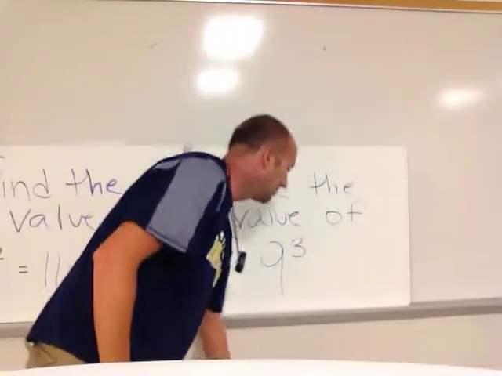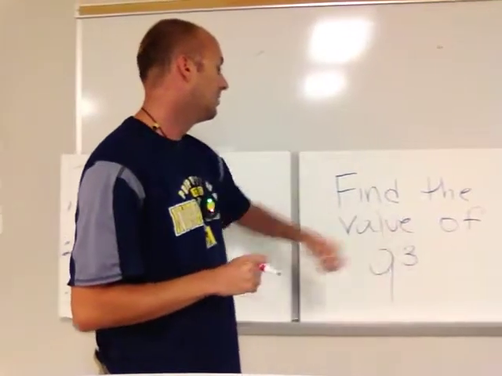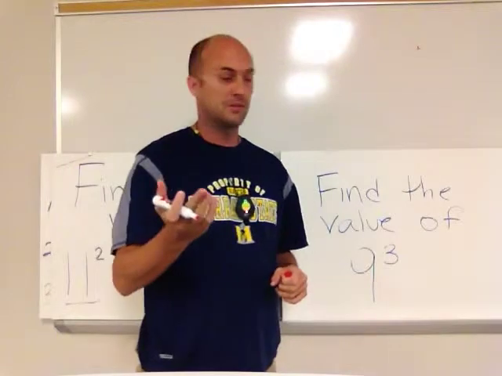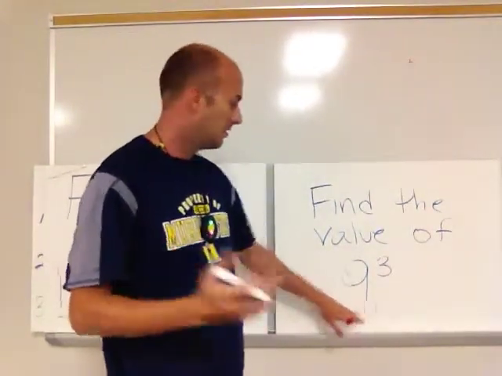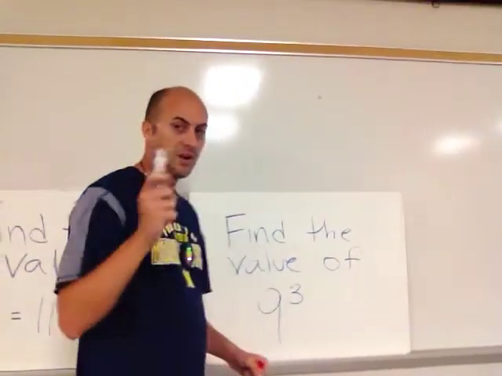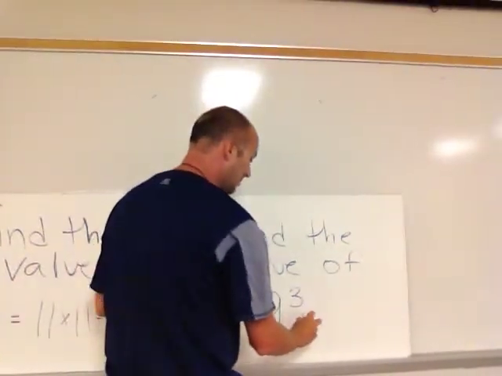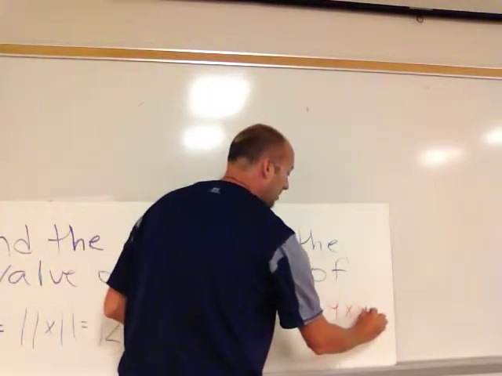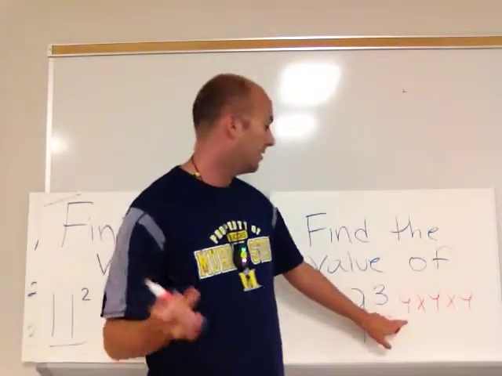Let's try another one. Let's try a different color marker here. Find the value of 9 to the third power. So again, we've got to establish what's our base. What's being repeated? In this case, it's the 9. So this is not 27. This is not 9 times 3. We want to make sure that we do not do that. This is 9 times 9 times 9. Now we've got to really start thinking here, right?